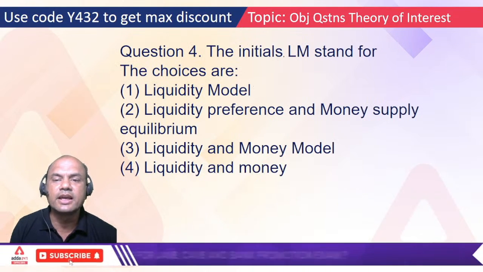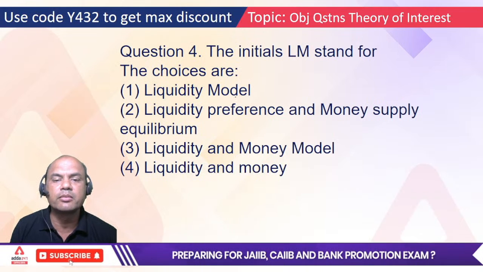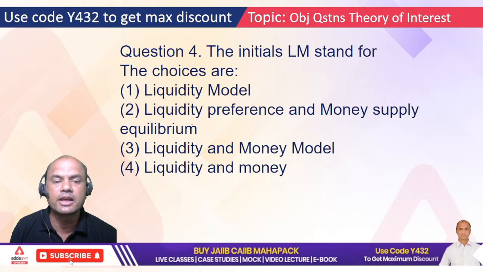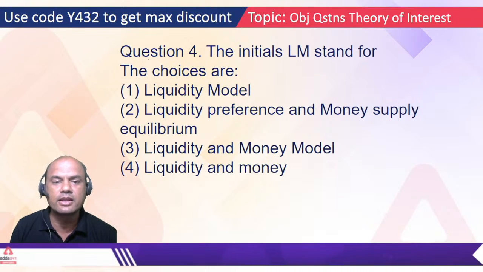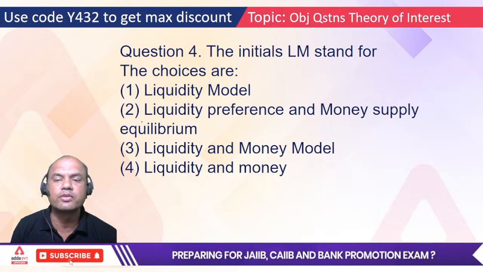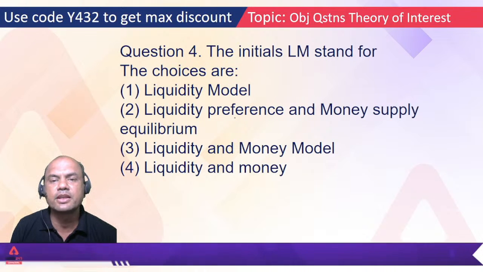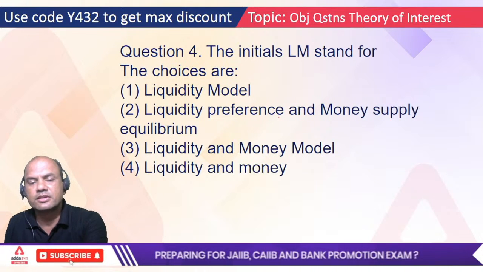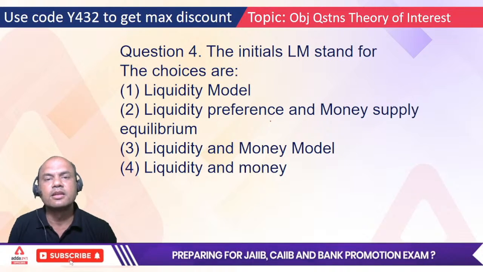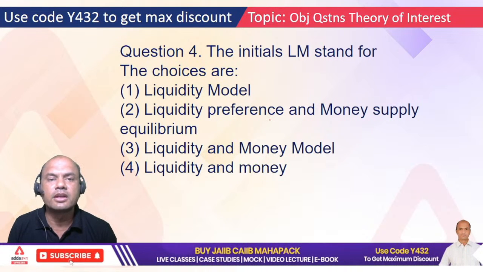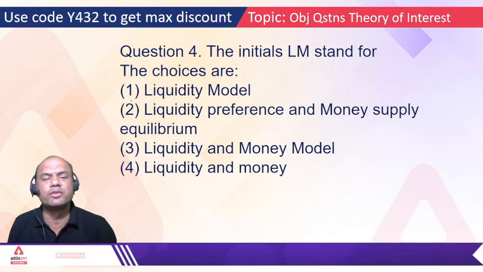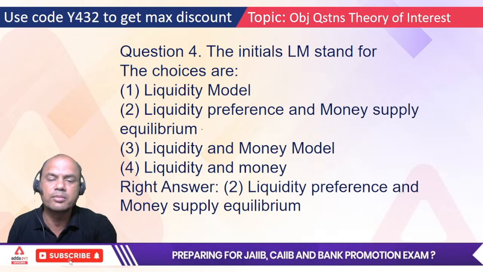The initials LM stand for: liquidity model, liquidity preference and money supply, equilibrium liquidity and money model, or liquidity and money. So which one, A, B, C or D? 1, 2, 3 or 4? Fast, fast, fast. Easy one, isn't it? Liquidity model, liquidity preference and money supply. Which one? Type fast. Correct, many of you know the things. So 2, right? Liquidity preference and money supply.